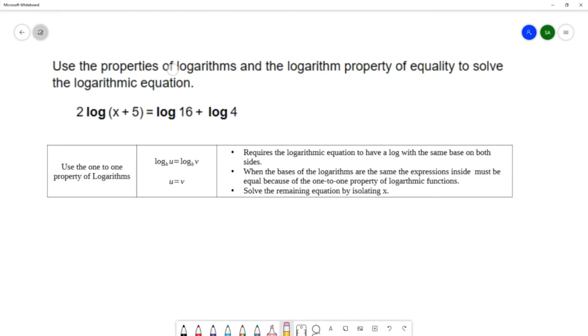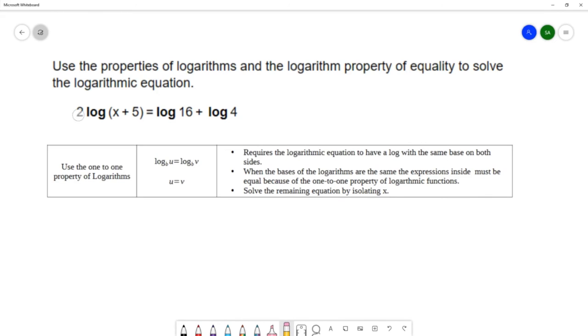Use the properties of logarithms and the logarithm property of equality to solve the logarithmic equation. The equation we want to solve is 2 log of x plus 5 equals log of 16 plus log of 4. Now we're going to use the one-to-one property of logarithms, or as your book calls it, the property of equality, which says if you have log with the same base on each side of your equation, then what's inside of those logs must be equal to each other. So this provides us a way for simplifying logarithmic equations to something we're a little bit more comfortable solving.